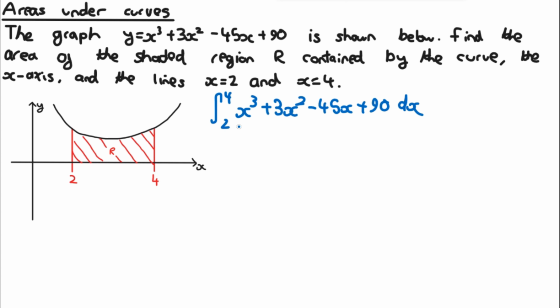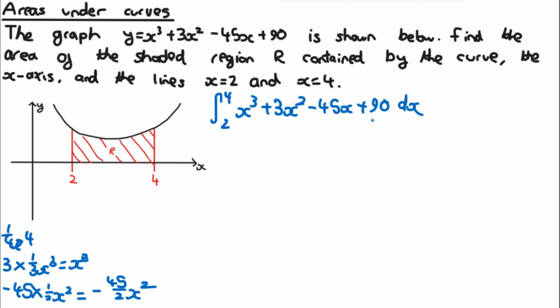Let's integrate first. Remember, we do it term by term. So x cubed is going to be 1 over 4 x to the power of 4. 3x squared is going to be 3 times, and then x squared integrated is going to be 1 over 3 x to the power of 3, and the denominator cancels out to give x to the power of 3. Minus 45x is going to be minus 45 times, and then x integrated is going to be a half x squared, which is equal to minus 45 over 2 x squared, and then plus 90 is just going to be 90x.